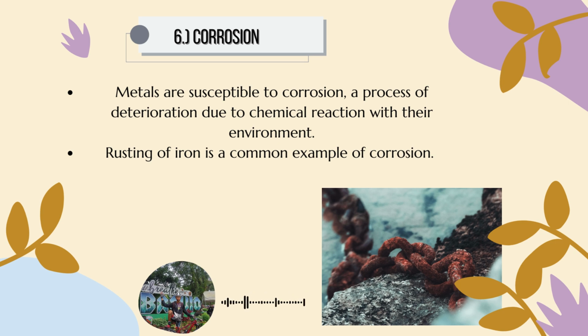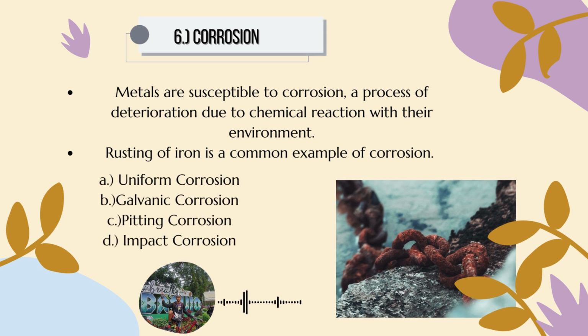Number 2. Galvanic corrosion. This occurs when two different metals are in contact in the presence of an electrolyte, leading to accelerated corrosion of one of the metals. For example, if copper and iron are in contact, the iron may corrode more rapidly.